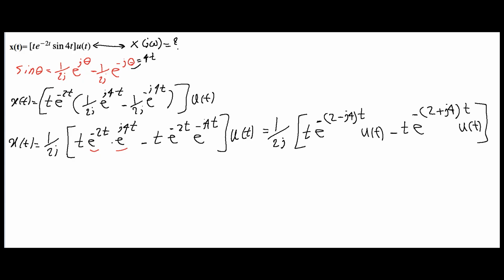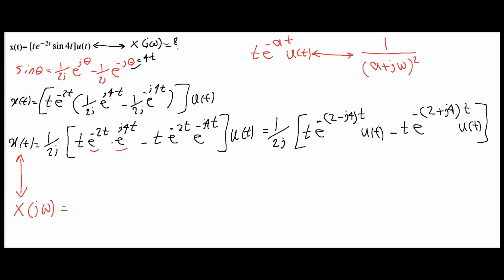Recall an important Fourier transform pair. The Fourier transform of t e to the power of minus at u(t) is 1 divided by (a plus j omega) all squared. Now we apply this formula to each term.